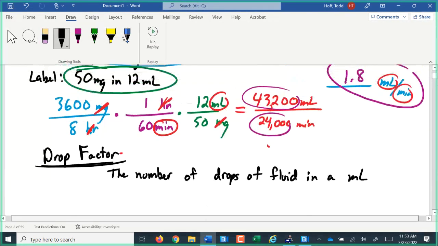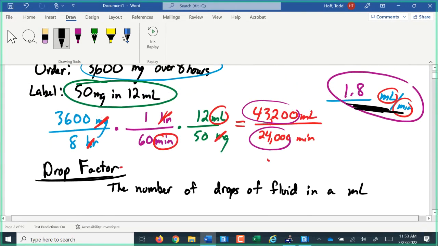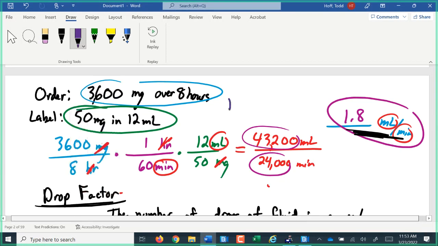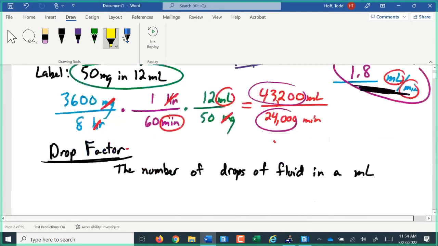For this example, the one that we just calculated up here, let's say that on that label, the drop factor of this fluid is 18 drops per milliliter. Now that GTT there, if you recall from page 150 of your textbook, looking over those abbreviations, GTT is the abbreviation for drops. I really do not know where it originated from, but that's what it stands for.